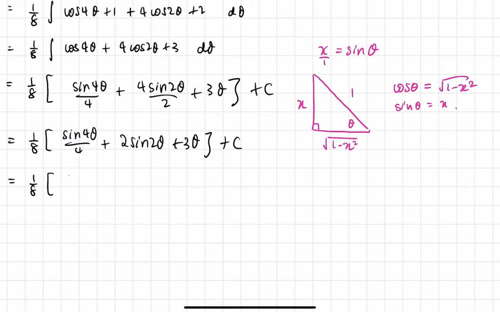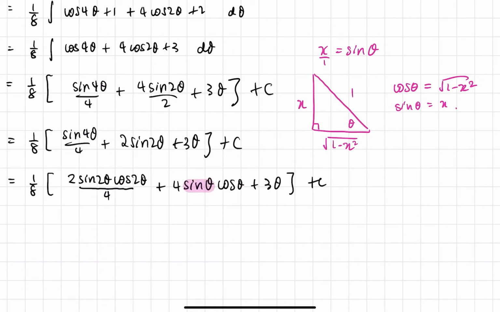Let's expand this guy out and say 2 sine 2 theta cos 2 theta. So that's a double angle, divided by 4. And expand this one as well: 4 sine theta cos theta plus 3 theta. Okay, so we now know sine theta and we know cos theta. We also should be able to find theta very easily because it's just the inverse of any of these ones. It's just sine inverse x.